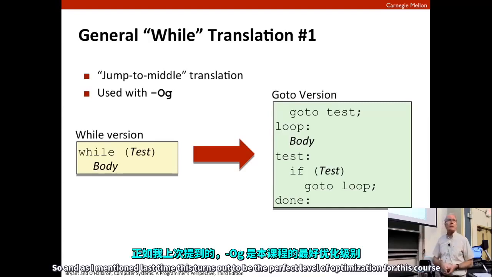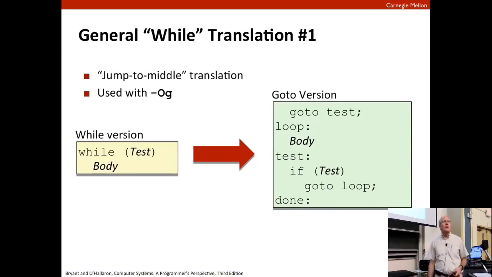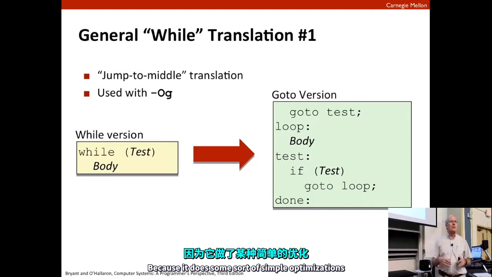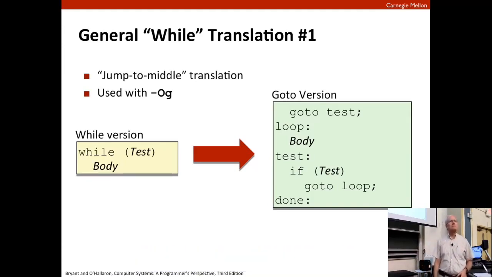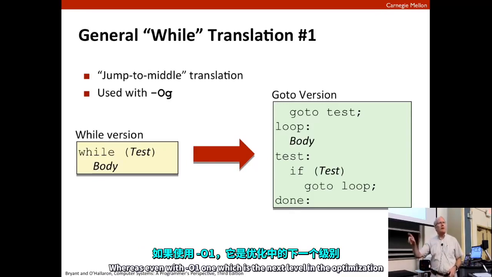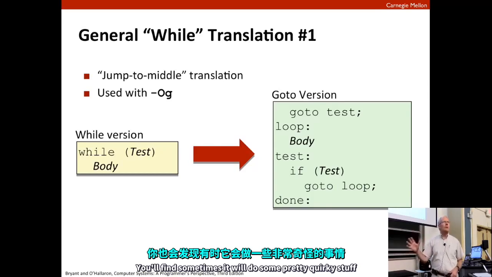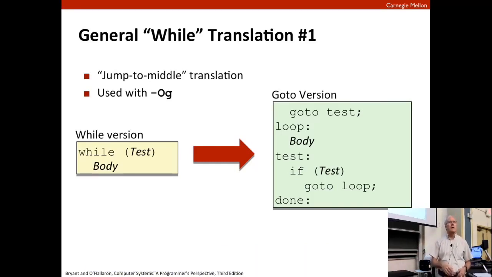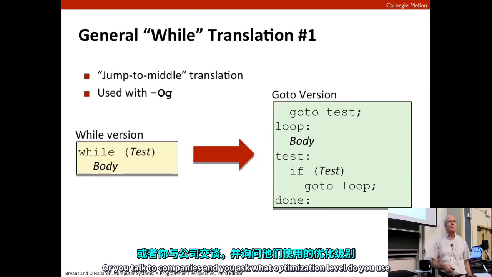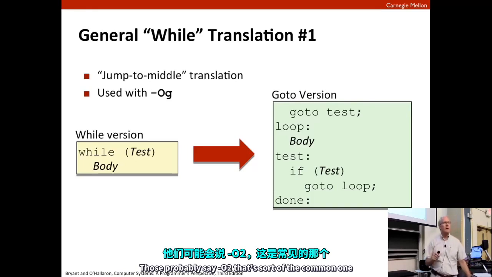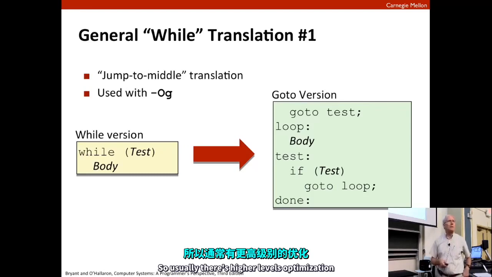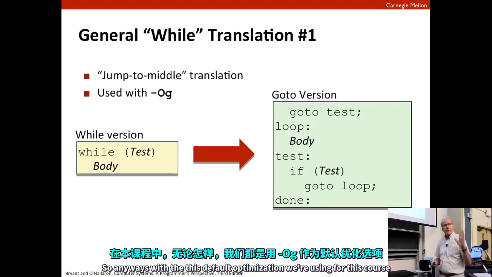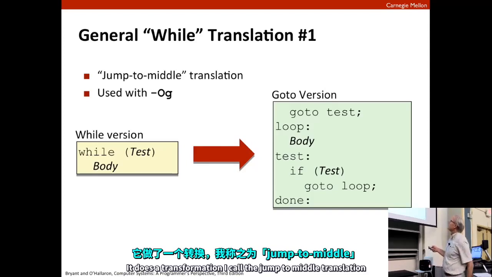And as I mentioned last time, this turns out to be the perfect level of optimization for this course, where you want to be able to look at machine code and understand how it relates to the C code, because it does some simple optimizations, but it doesn't try to rewrite your whole program to make it run better. Whereas even with -O1, which is the next level of optimization, you'll find sometimes it will do some pretty quirky stuff. But when you talk to companies, as a software developer, and you ask what optimization level they use, they'll probably say -O2. That's the common one. So usually there are higher levels of optimization, and we're purposely backing off from that to make this code easier to understand.